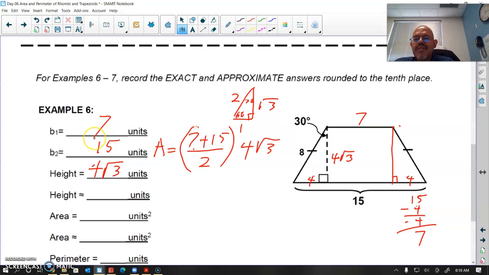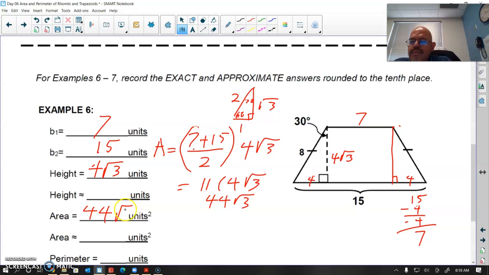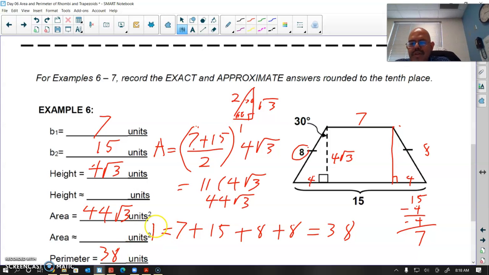Oh, I forgot to mark this as 7. So 7 plus 15 is 22, divided by 2, 11. So that's going to be 44 square root 3 for my area. Now the good thing is that if this is 8, this is also 8. So this is 7 plus 15 plus 8 plus 8, which gives me 38 units. 38 units. Got to say that louder. Okay, so that's it for that.